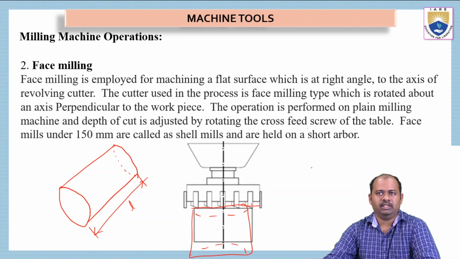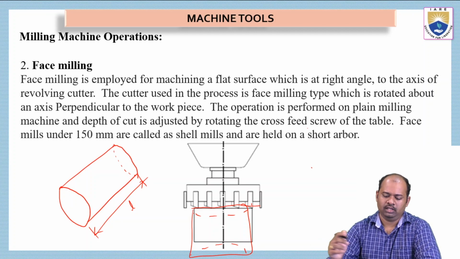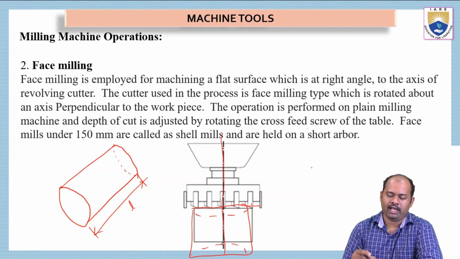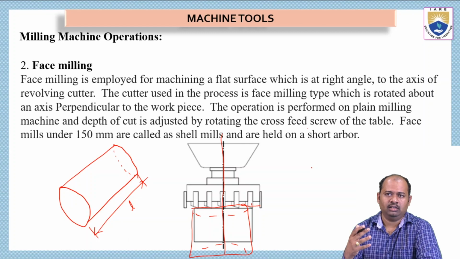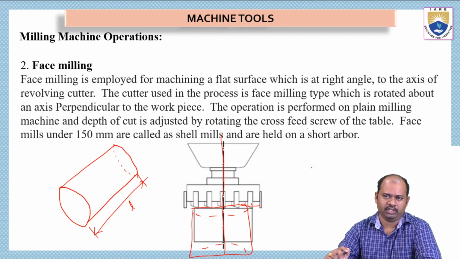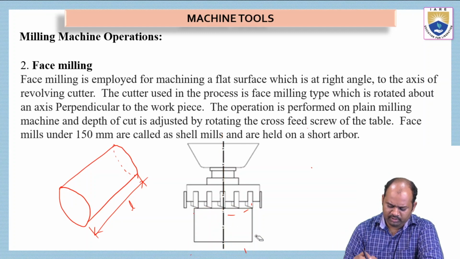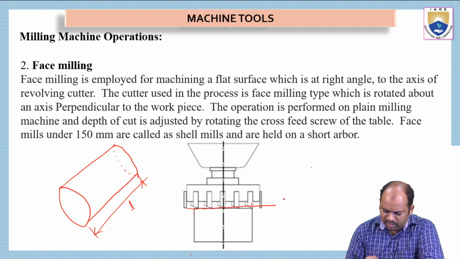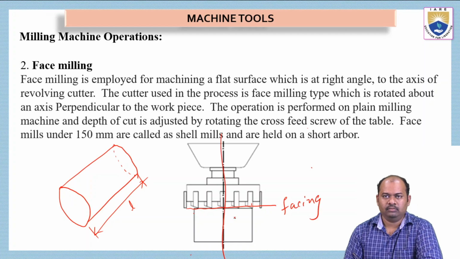The cutter used in this process is called a face milling type, which is rotated about an axis perpendicular to the workpiece. Okay, this is the axis of rotation, and the face of machining is perpendicular to this axis of rotation. Because we know from the diagram we can simply see this is the surface which is being faced. This is facing, and this is the axis. Both are perpendicular to each other.